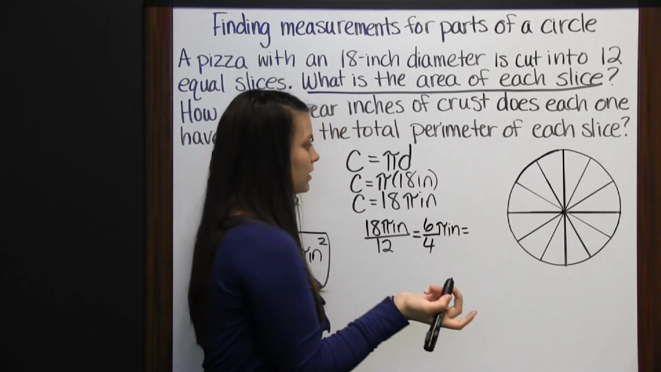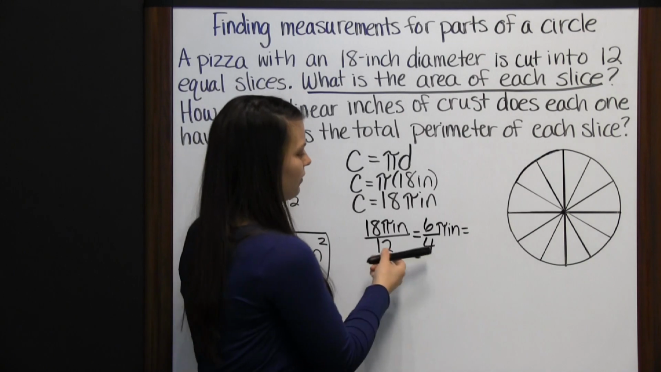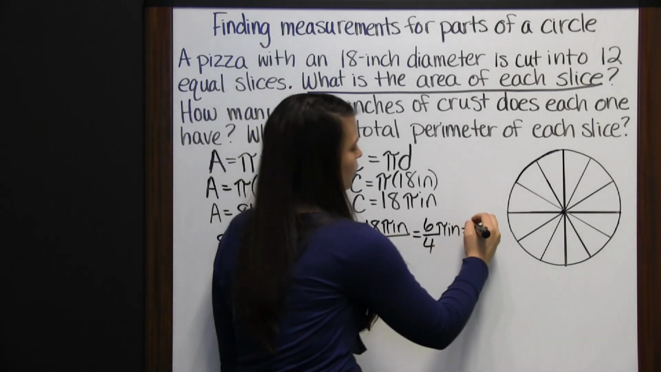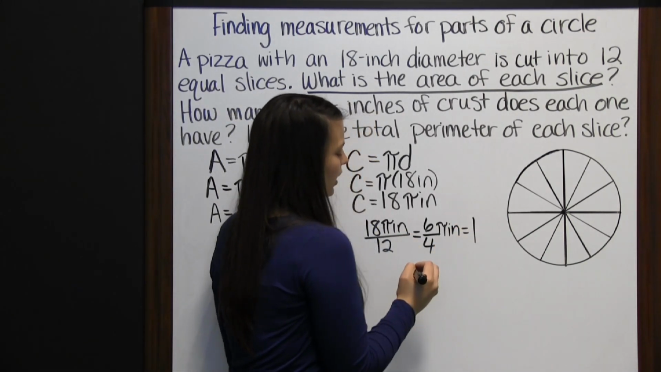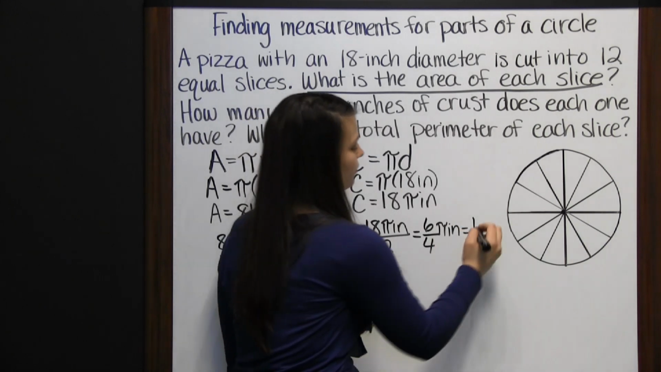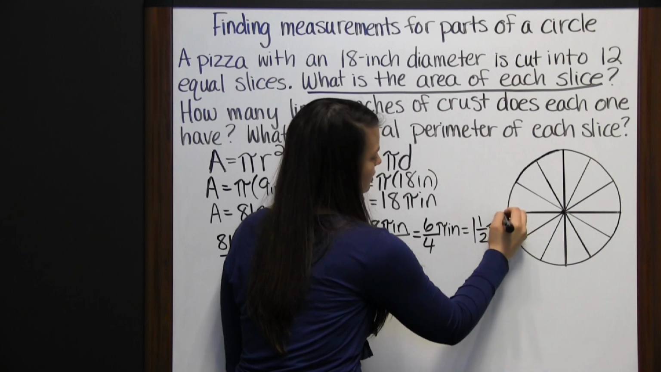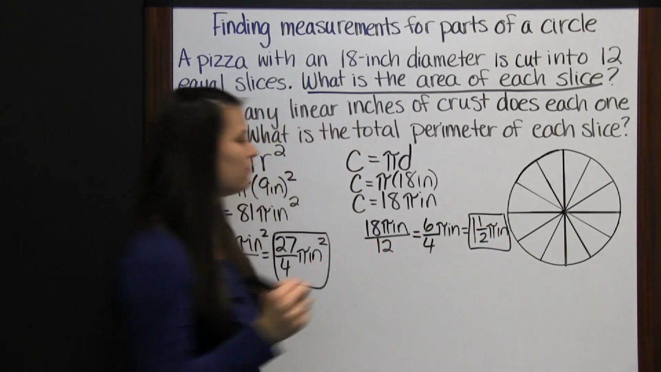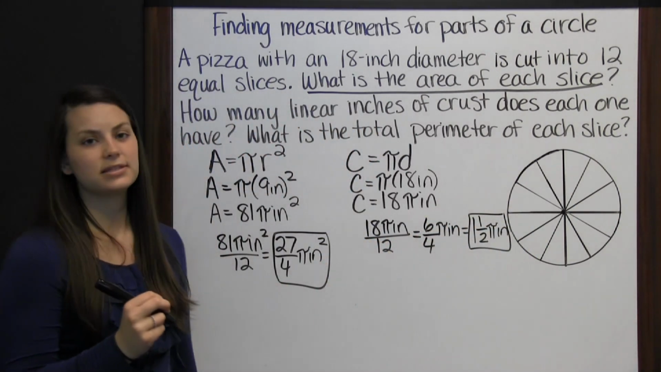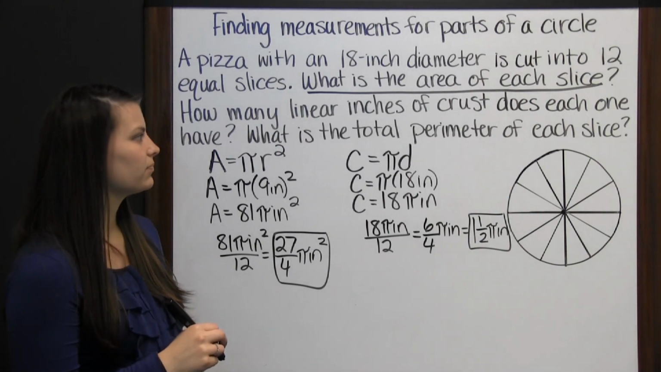Or we could keep simplifying that, or we can say 4 goes into 6 one time with 2 left over, 2 out of 4, or 1/2. So it's 1 1/2 pi inches. 1 1/2 pi inches of crust for each slice of pizza.